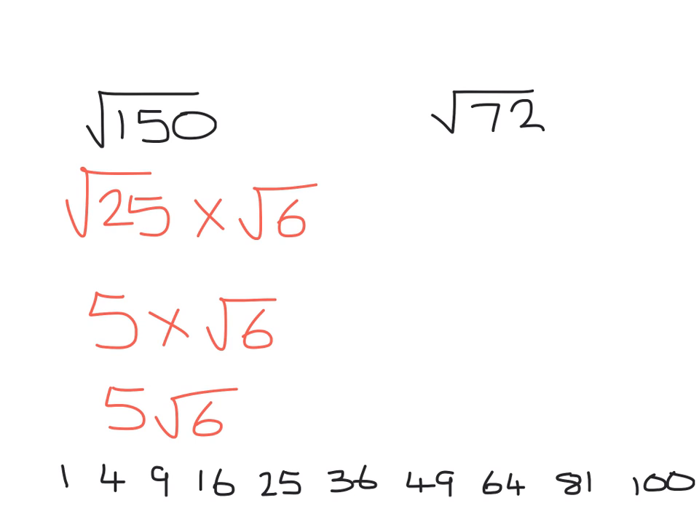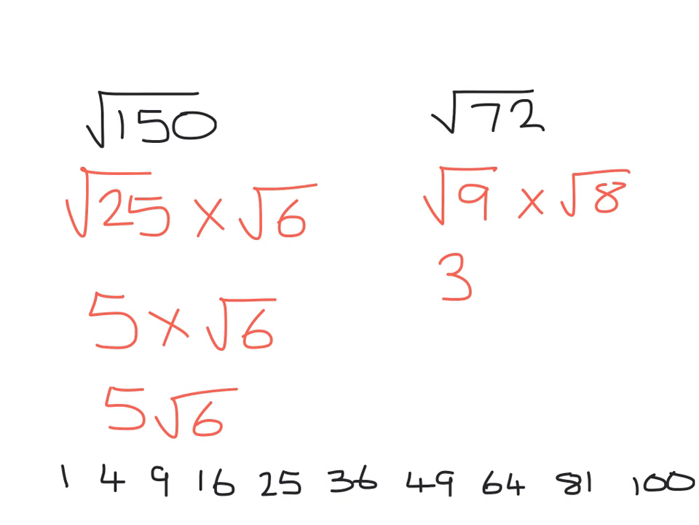Now root 72 is going to be done slightly differently. There are two ways that we can do it. If you can find the largest square number, then you can use that. However, the one that most people would go for would be root 9 multiplied by root 8, as 9 times 8 is 72, and that's the method that most people know. So we're going to use root 9 and root 8 for now.